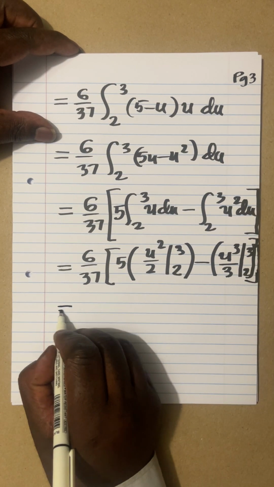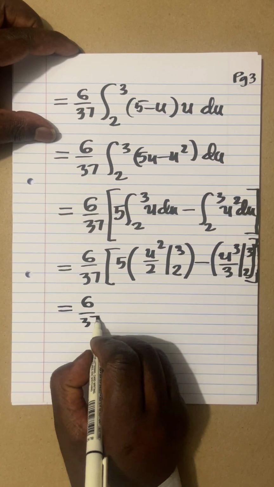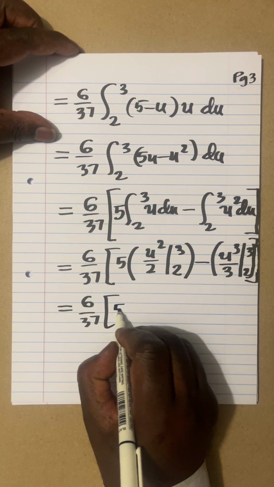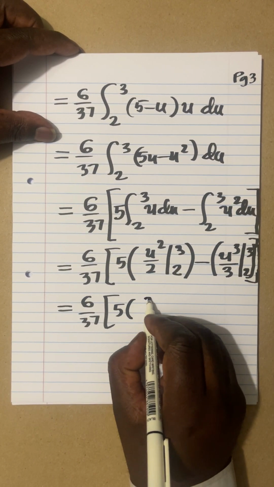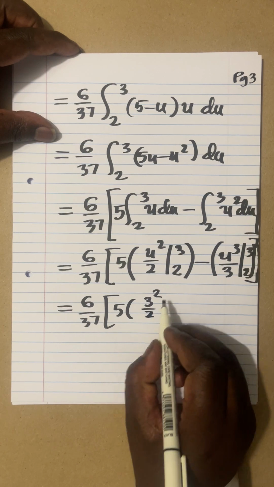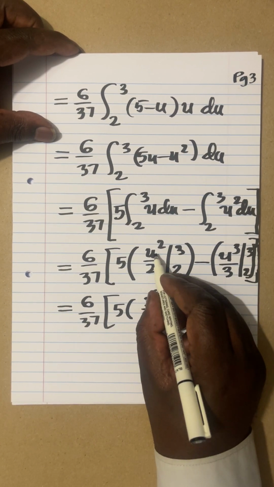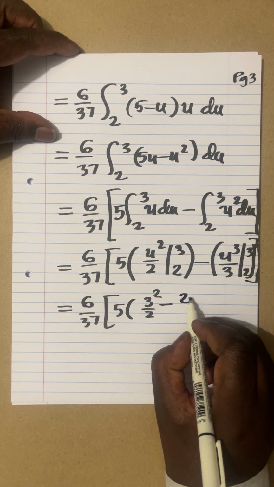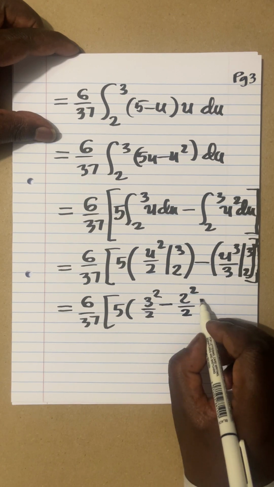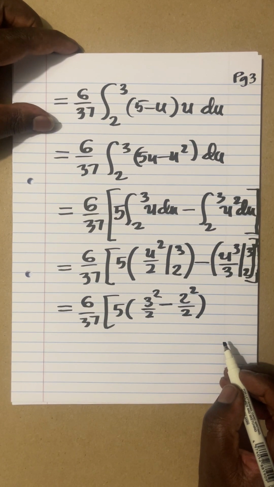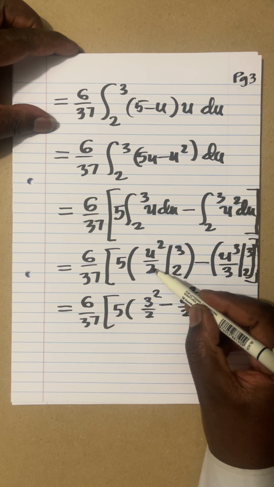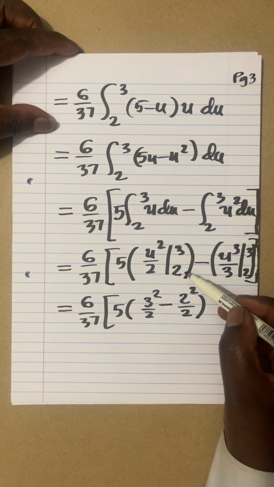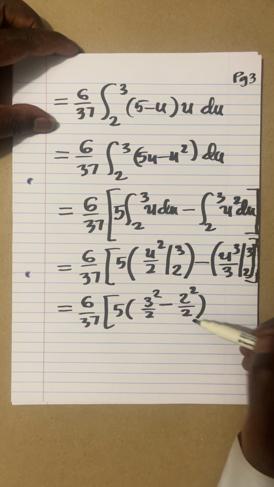Now, we have 6 over 37 outside, and we still have 5 there. Keep it there, and then we're going to say open brackets. 3 must come in that place. It will be 3 squared all over 2. And then minus 2 must come into that place. It will be 2 squared all over 2, and we close bracket. Right, take note of that. We put 3 there. It will be 3 squared all over 2, because that's our denominator. And then we take 2, put it there, and this is what we have.